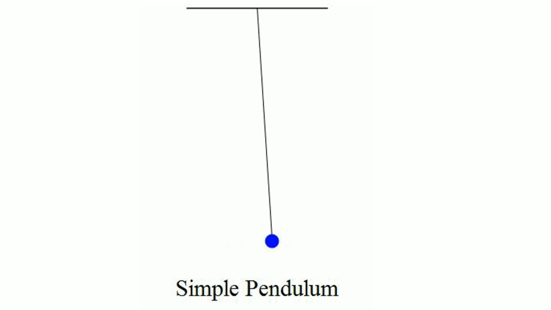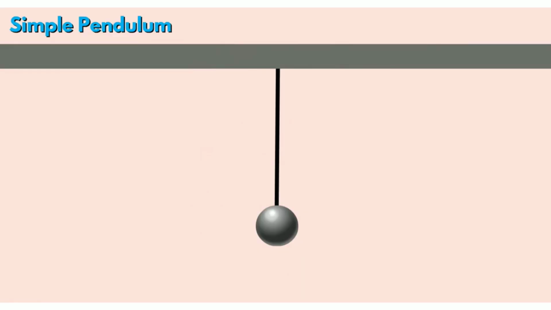One of the most well-known periodic motions is that of a simple pendulum. A simple pendulum consists of a small metallic ball tied to a thread of 1 meter length and suspended freely from a rigid stand. The metallic ball is called the bob of the pendulum.